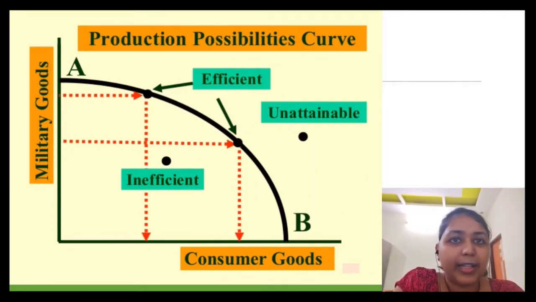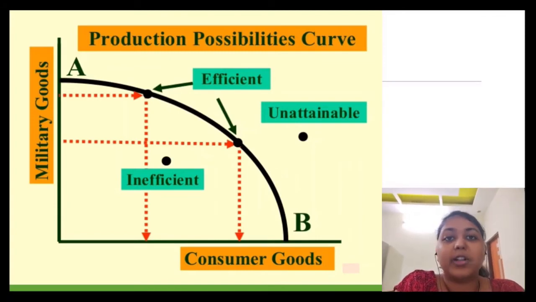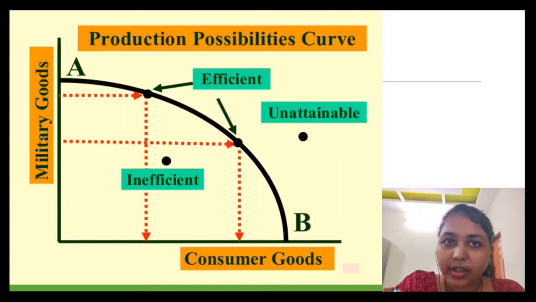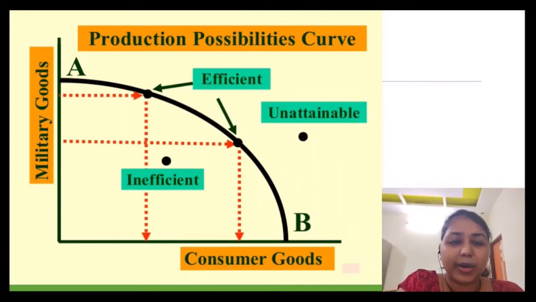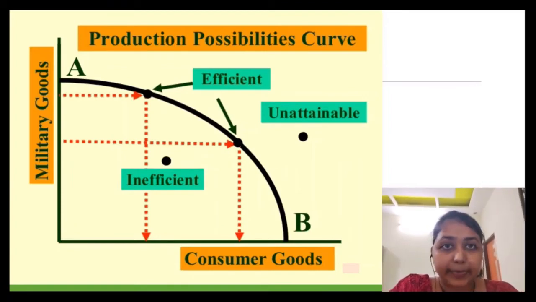The goods in that quantity cannot be produced because, first thing, the resources are not there. Second thing, obviously the technology is also not there so that the goods can be produced in that quantity. Now, as we are discussing PPC, it has got two properties as well.